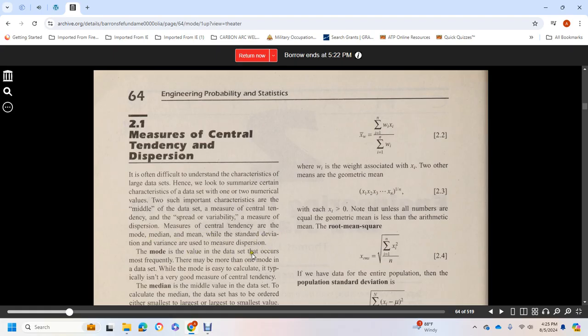Mode is the value of the data that occurs most frequently. There can be more than one mode in the data set. Mode is easily calculated, but typically isn't a very good measure of central tendency. Median is the middle value of the data set. To calculate the median, the data set has to be ordered from smallest to largest. With an odd number of data points, the median is the middle data point in the sorted list.